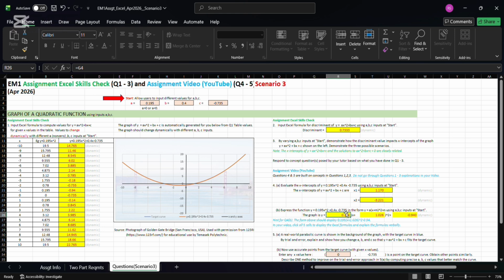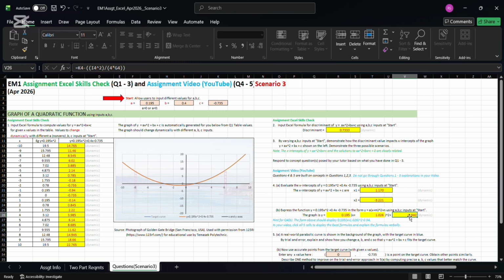Moving on to question 4b, I converted the equation into vertex form. The value of a is 0.195. For m, the formula calculates m using b divided by 2a, as shown in the cells over here. Using the values from the equation, m gave me a value of 1.026. Then for n, the formula substitutes the vertex x value into the original equation to calculate the y value. Thus, I get negative 0.940.